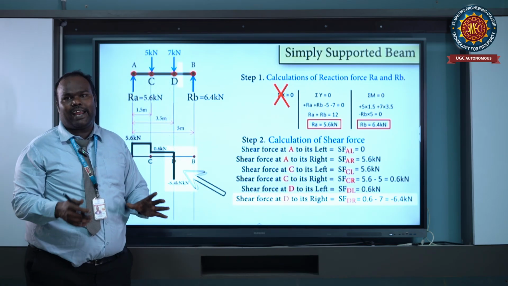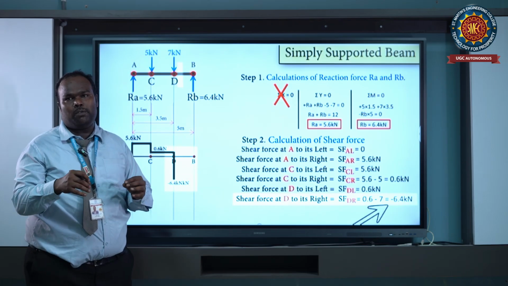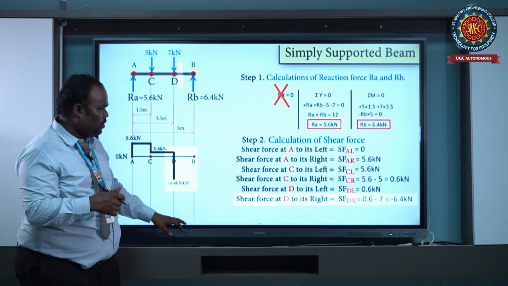At point B, on the right side, there is no beam, so the shear force becomes 0.